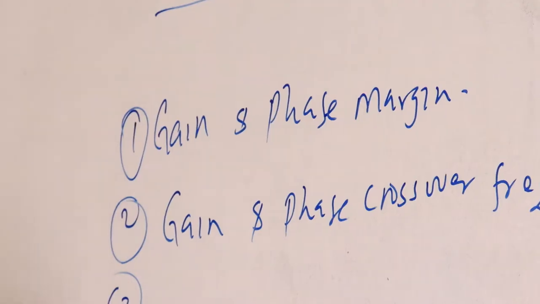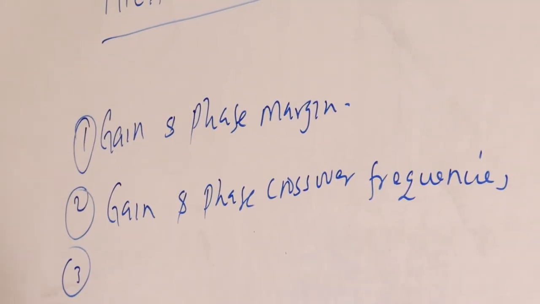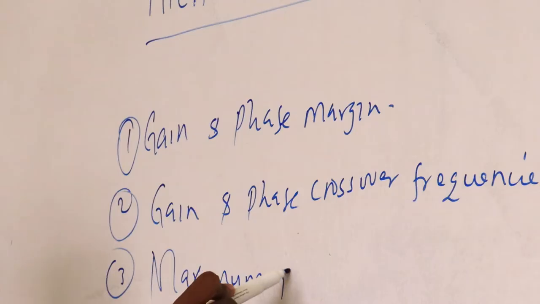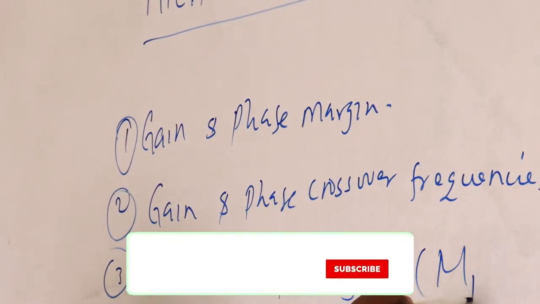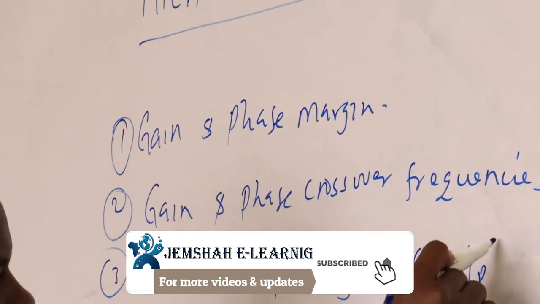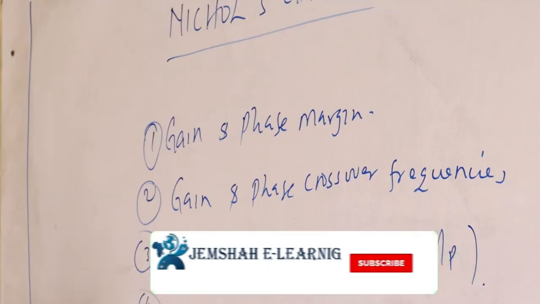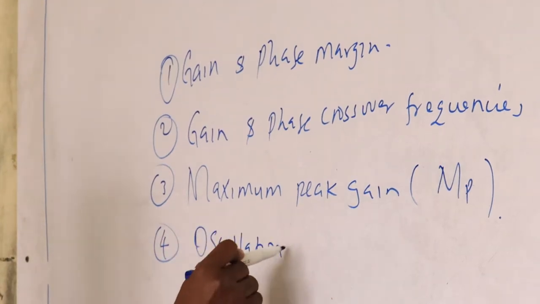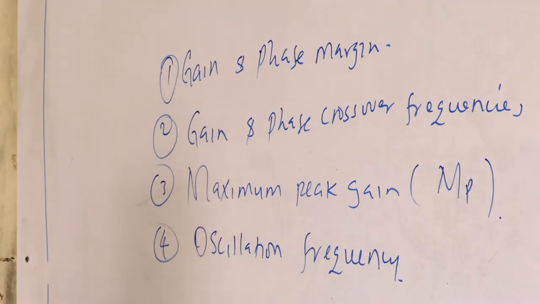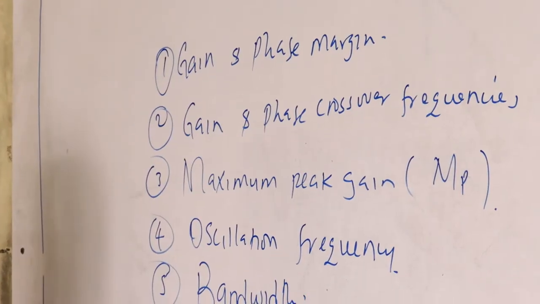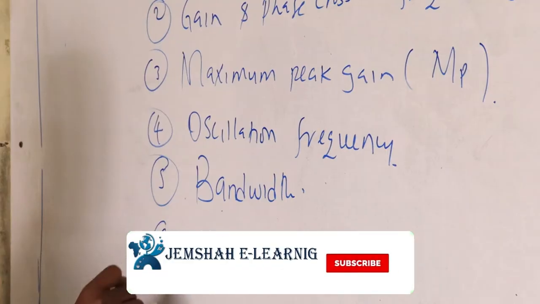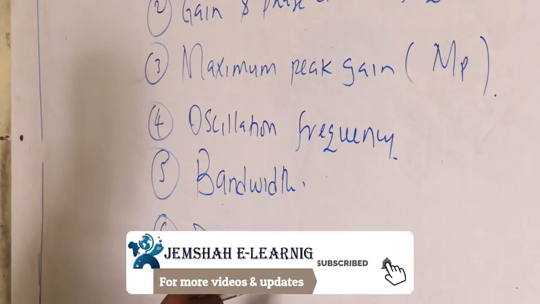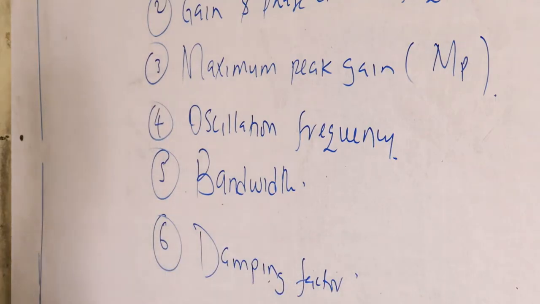We can also talk of what we refer to as the maximum peak gain, what we shall refer to as the Mp. Then we can also obtain what we refer to as the oscillation frequency. Then, again, we can get the bandwidth of a system. Of course, we can still get the damping factor. So all these are some of the things that we can get.